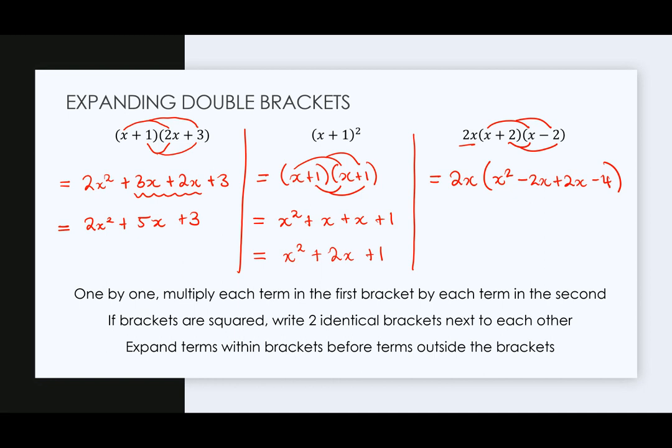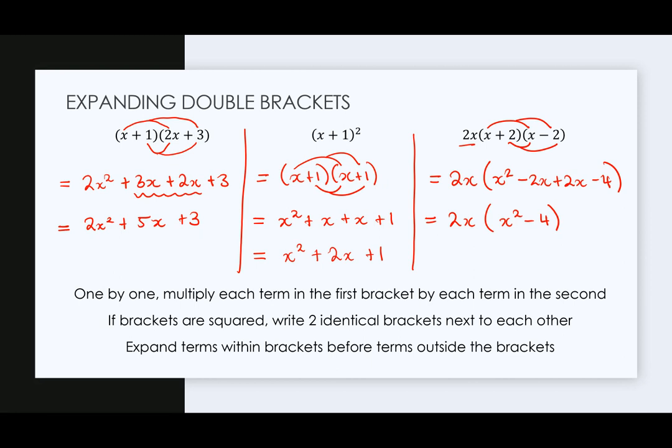Now at this point you could expand from the 2x out like that and then expand each of those terms, but I prefer to simplify them first and then do the expansion. So let's do that. Notice that these two terms in the middle will cancel out and I'm just left with x squared minus 4.